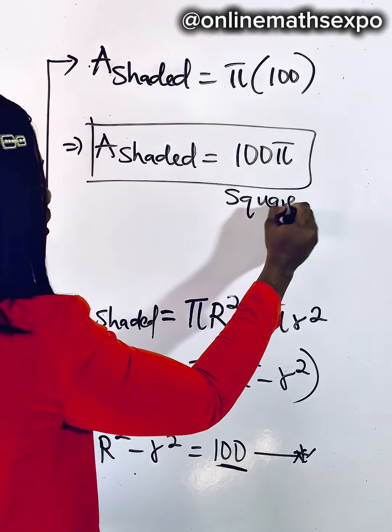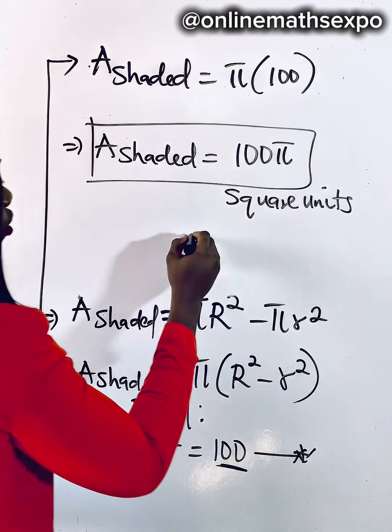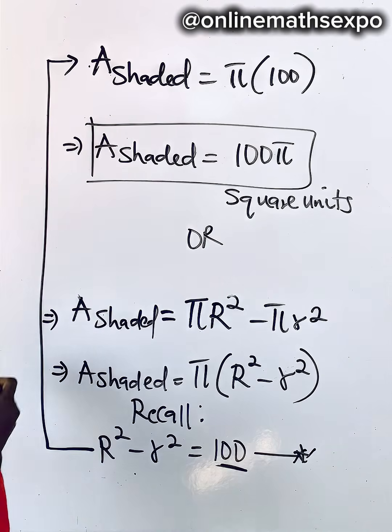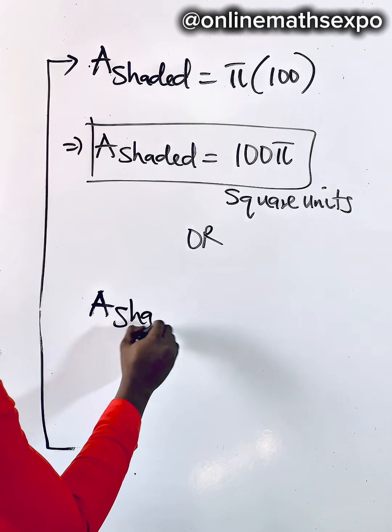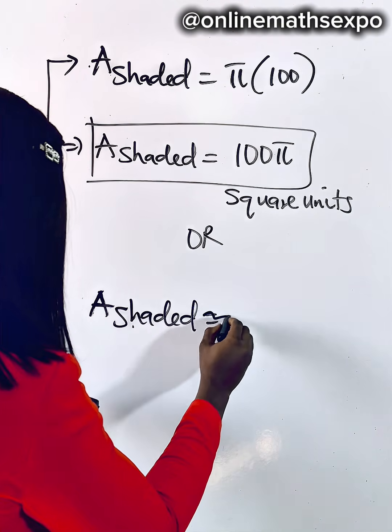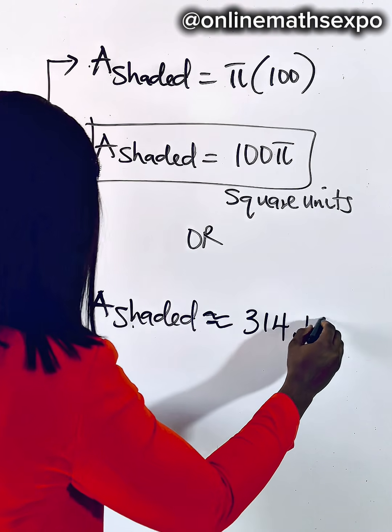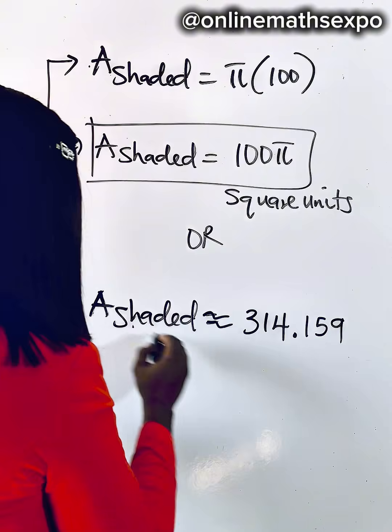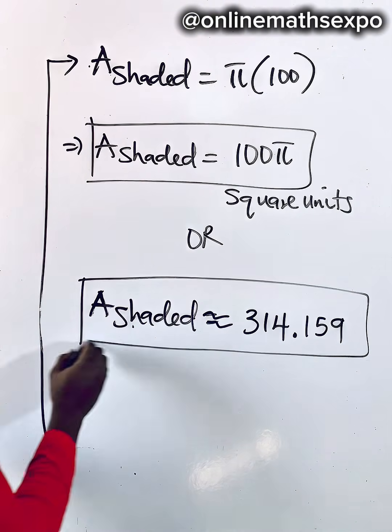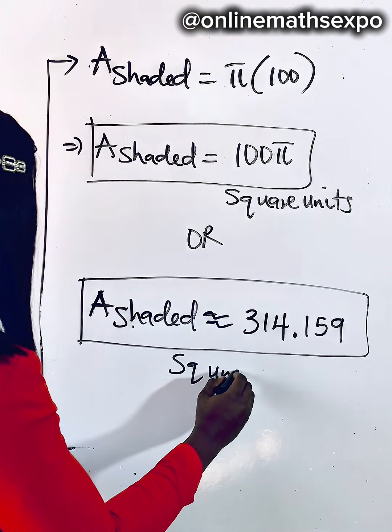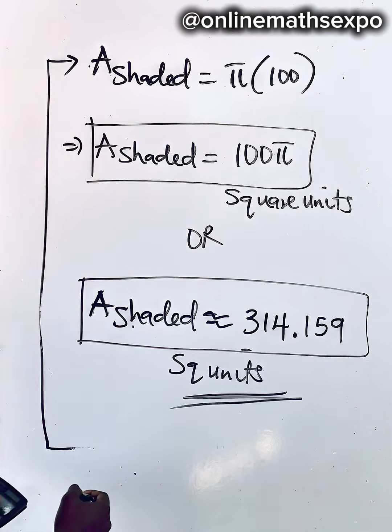We can also leave it in decimal. If you do that, you are going to have area of the shaded will be approximately 314.159. So this is another value in decimal, also in square units.